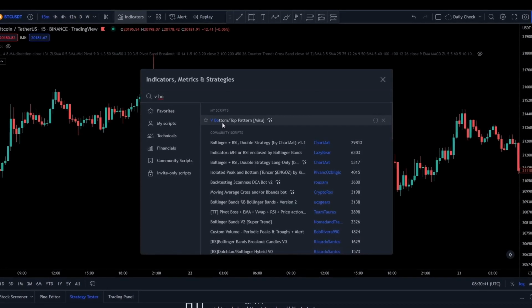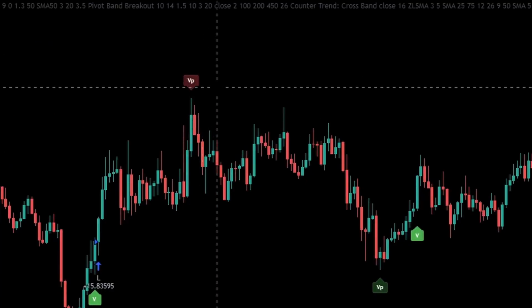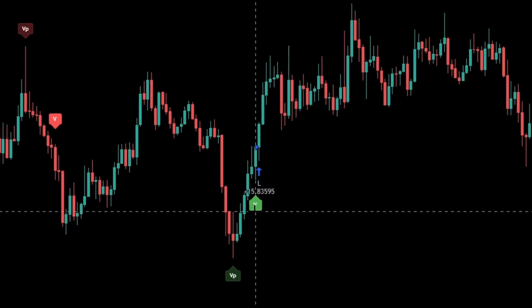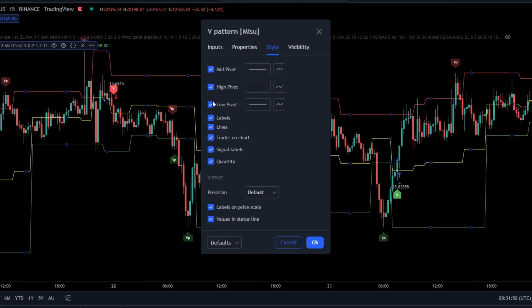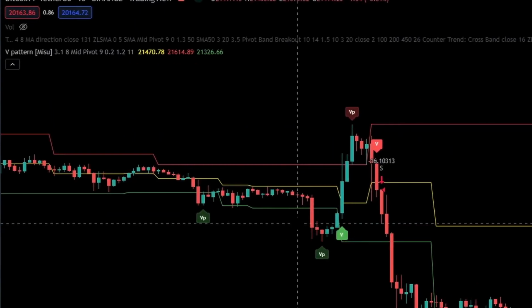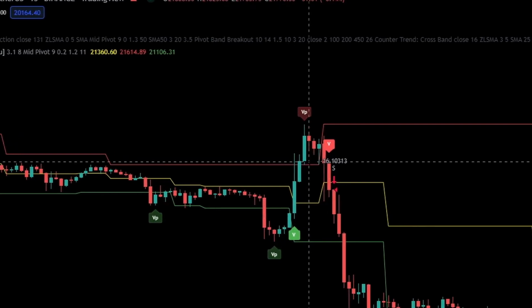Click on V-bottom top pattern by Miss U. Here you can see a label VP, which is a potential V pattern, and a V label, which is a confirmed V pattern. To understand this famous pattern, we can visualize the last highs and lows with the red and green lines. The yellow line is the average of the two. I refer to it as the mid-pivot.